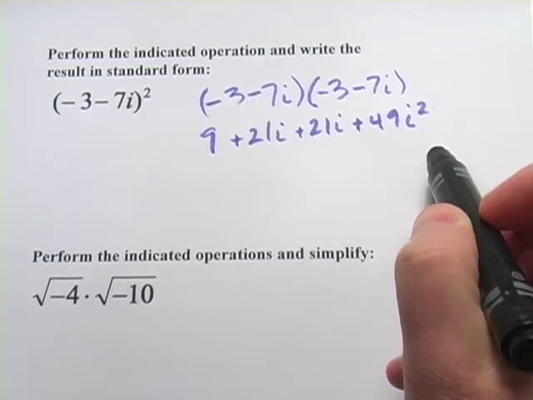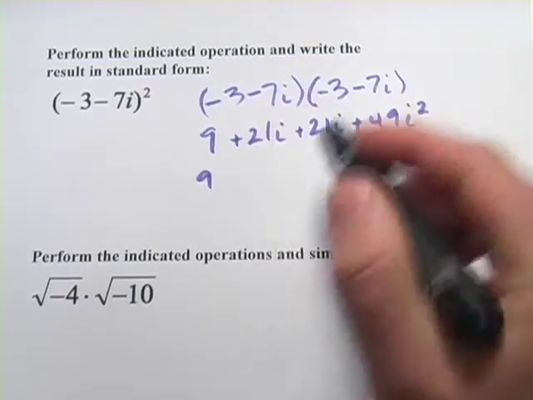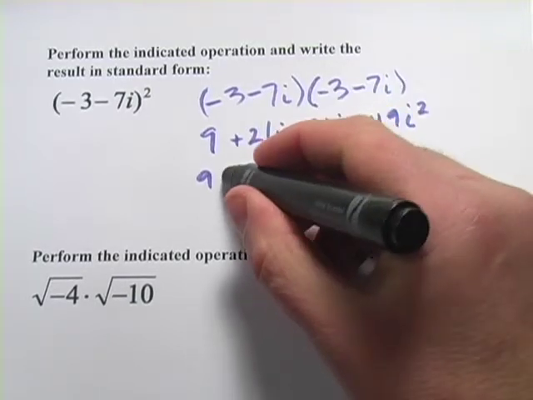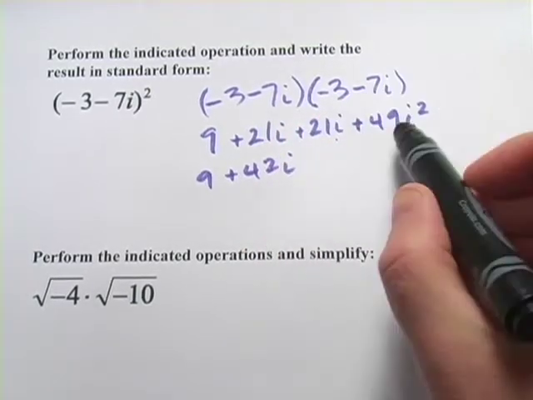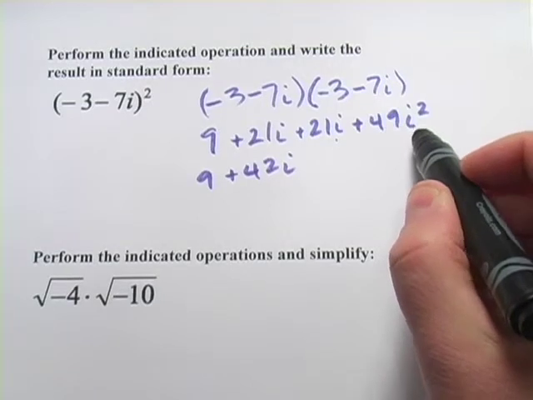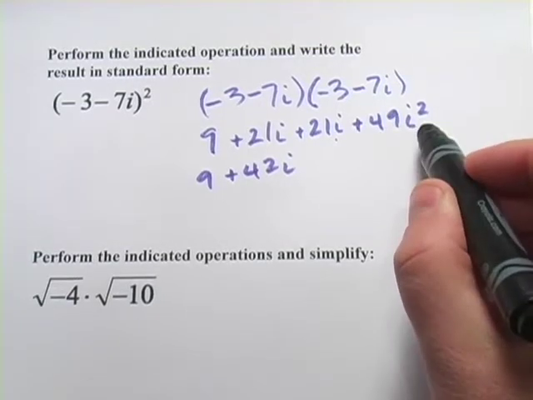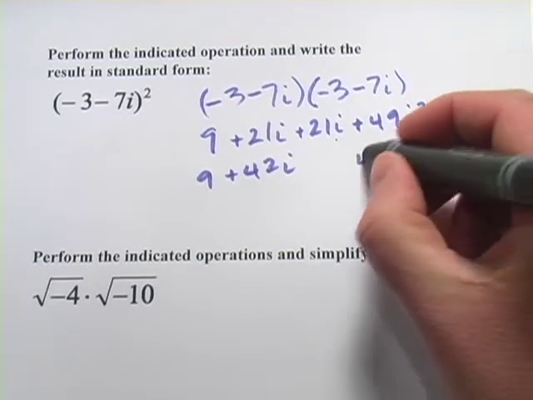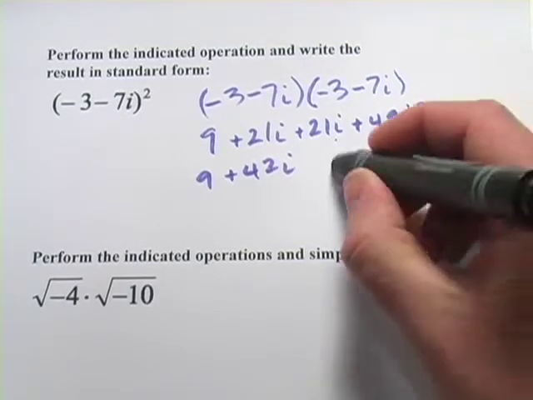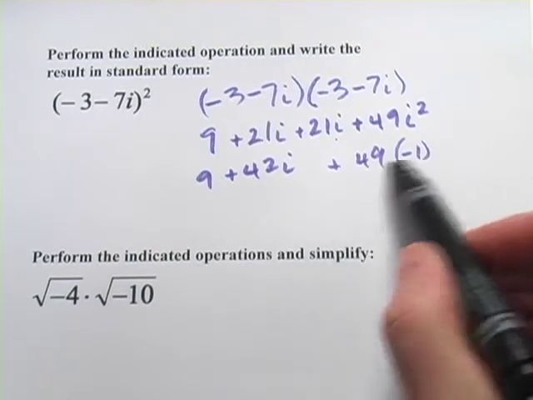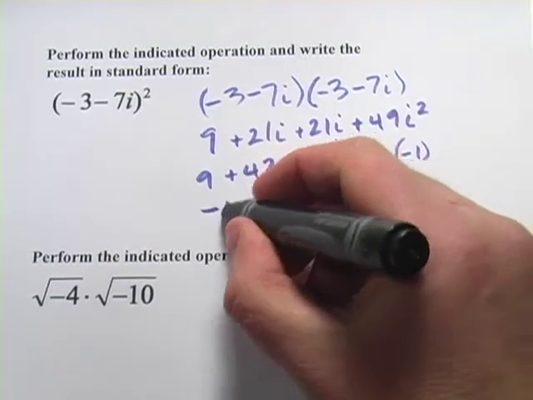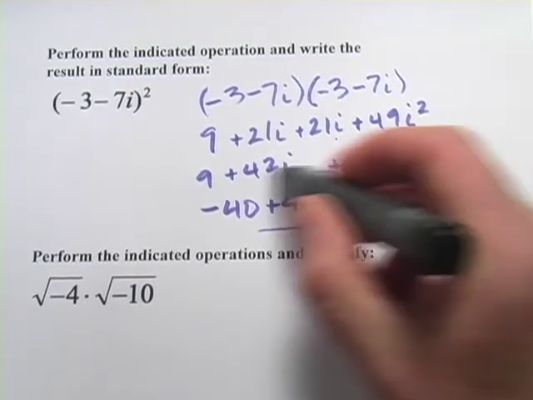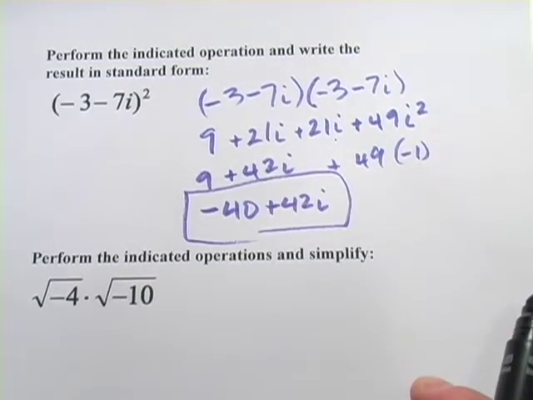Now there's just a little bit more simplification to do. So we've got this 9, we've got two i terms, so we add those together, that's going to be 42i. And then this term, you might be tempted to leave it as i squared, but you should remember i squared is equivalent to -1. So this is really 49 times a -1. So 9 minus 49, this is going to come out to -40 plus 42i as our final answer.